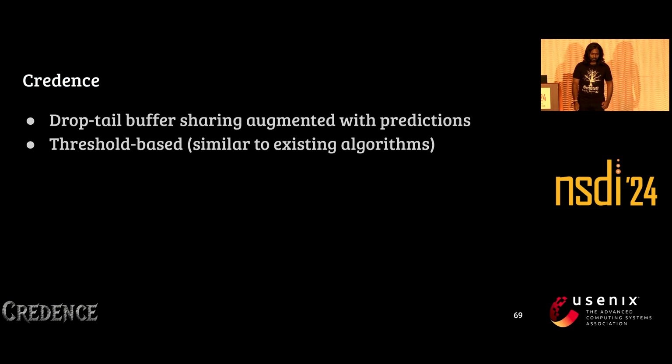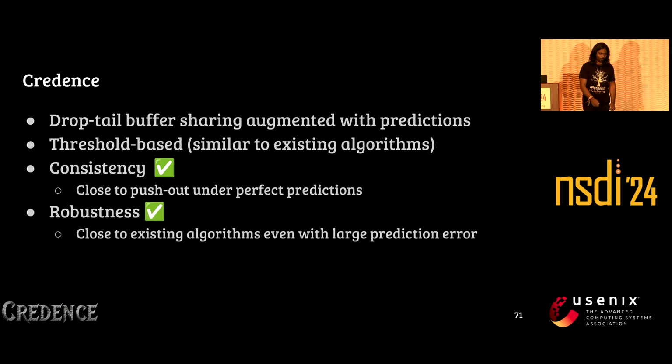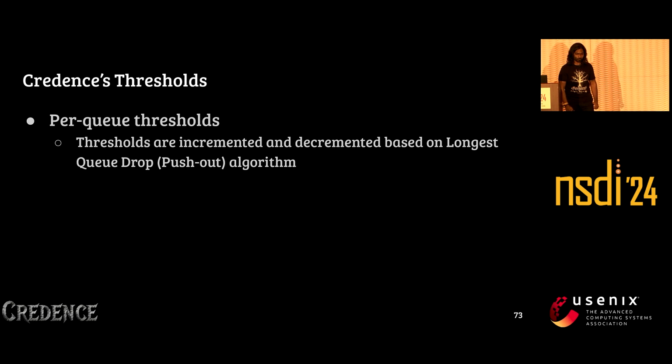We designed Credence. This is the first drop-tail buffer sharing algorithm that is augmented with predictions. It's a threshold-based scheme, which is quite similar to existing algorithms. It achieves all three goals we discussed before: consistency, robustness, and smoothness. Credence assigns thresholds per queue, which is similar to existing algorithms, but the way we use the thresholds is much different. The interesting idea here is that the thresholds implement the push-out algorithm.